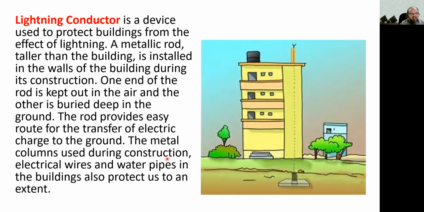And the metal columns used during construction, like you see that metal columns are also used for the construction of the building, and the electrical wires and the water pipes are also used in the construction of buildings. So these water pipes may also help to take the charges from the top of the building to the ground. So this way we protect ourselves from the lightning.